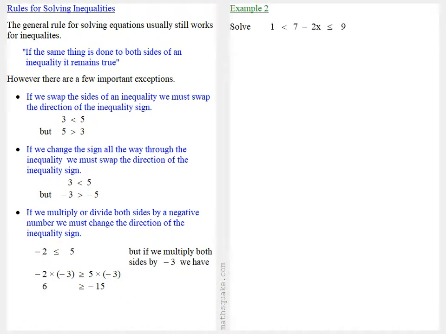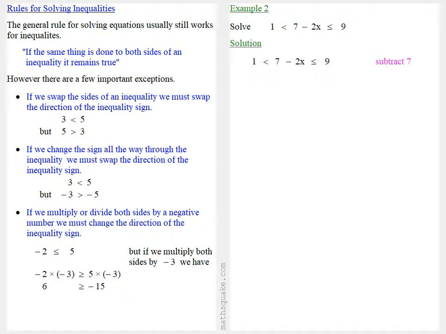So let's look at an example. Let's solve the inequality 1 is less than 7 minus 2x, which is less than or equal to 9. Well, the first thing we want to do is get the x term in the middle on its own. We'll subtract 7 from each of the sides.